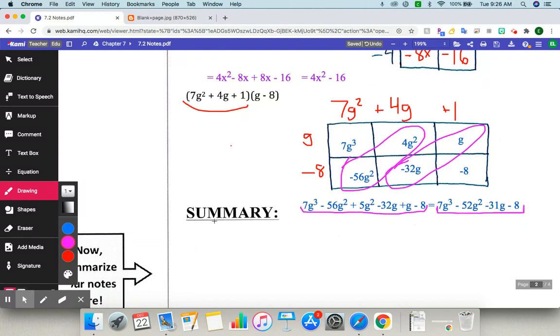As a reminder, on your notes it should say this, but we must remember to combine like terms, which are only terms that have the same variable and the same exponent.